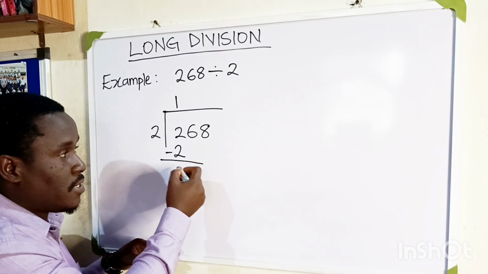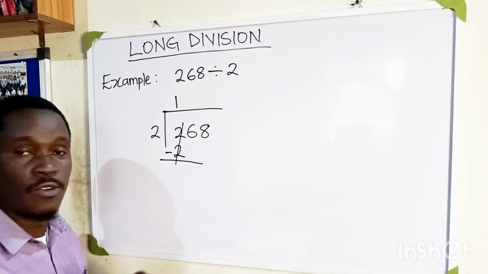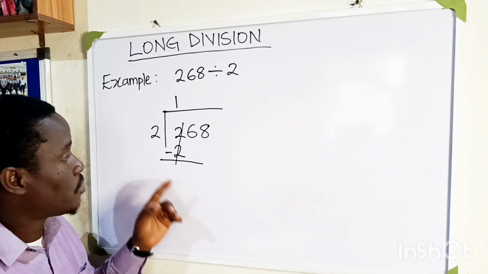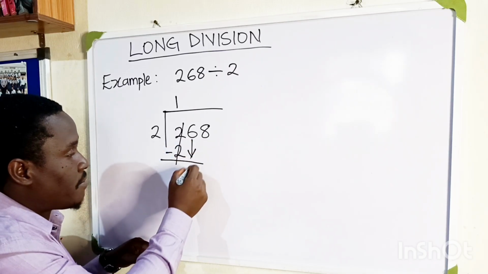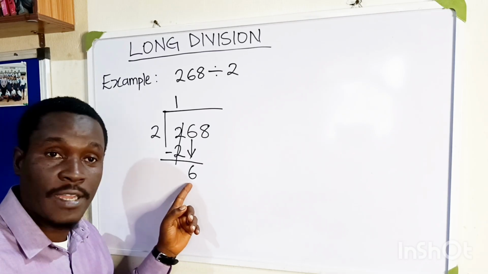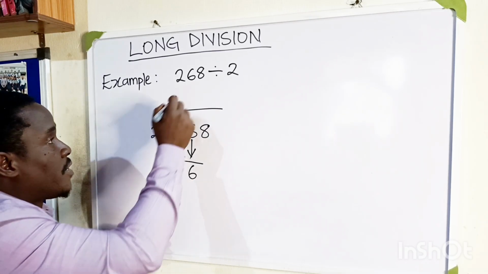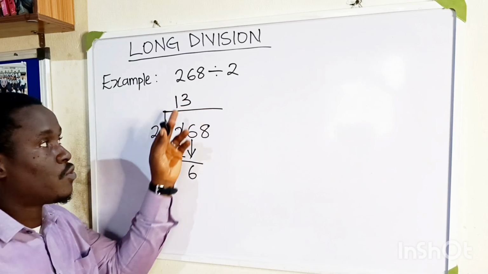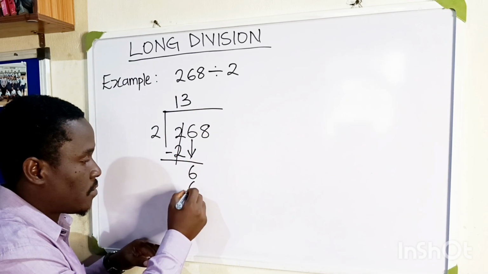You can either write the 0 or leave it blank. You can just cancel it out because it's 0. So since you cancel this out, we bring down this 6. So we have 6 here. Remember we have a single digit, so we'll try to divide it by this single digit. 6 divided by 2 is going to give us 3. Once we get 3, we're going to do 3 multiplied by 2. We're going to get 6.